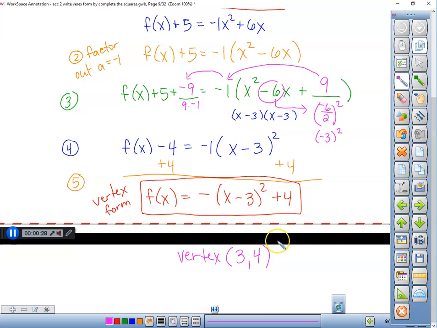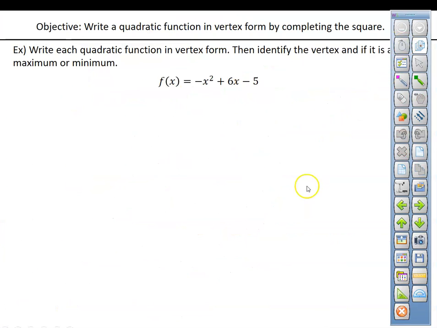Whether it's a maximum or minimum, remember, it depends on whether we have an x-axis reflection, and because a is negative, we do, so that means our vertex is a maximum. And now we are finished with the problem. All right, we are going to look at a second example. Here's our function.